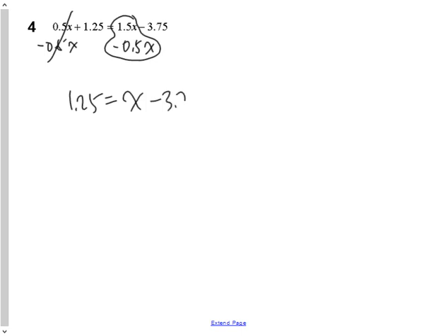x minus 3.75. So by getting rid of the variable on one side, we end up with this fairly easy one-step equation. All we have to do is acknowledge that negative 3.75 is the constant and get rid of it, and x equals 5.